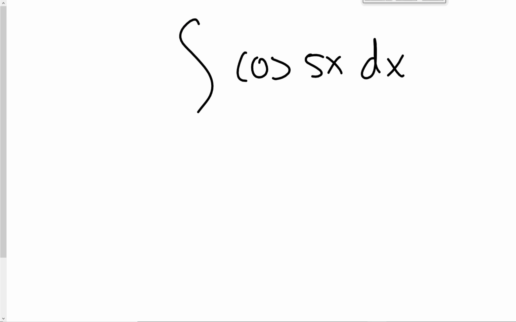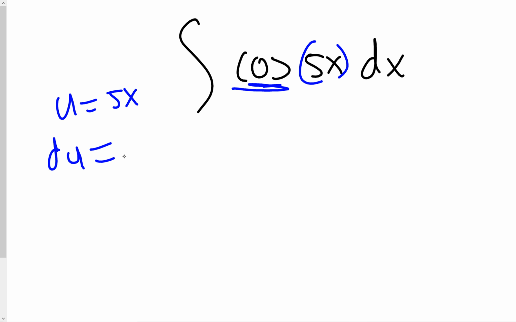Okay, so here's another quick example. We know what the integral or the antiderivative of cosine is, but we don't know what it is of 5x. So here we're going to have to let u equal 5x. Take the derivative of that. That just equals 5 dx.